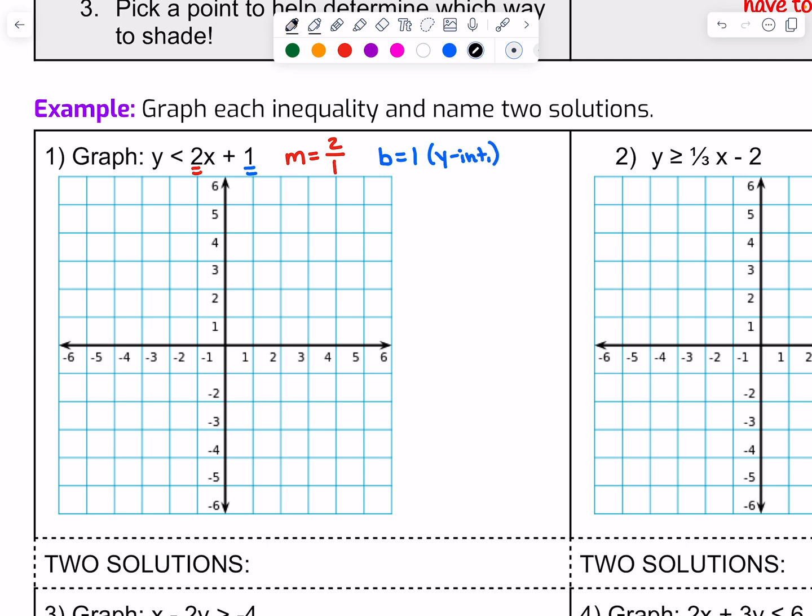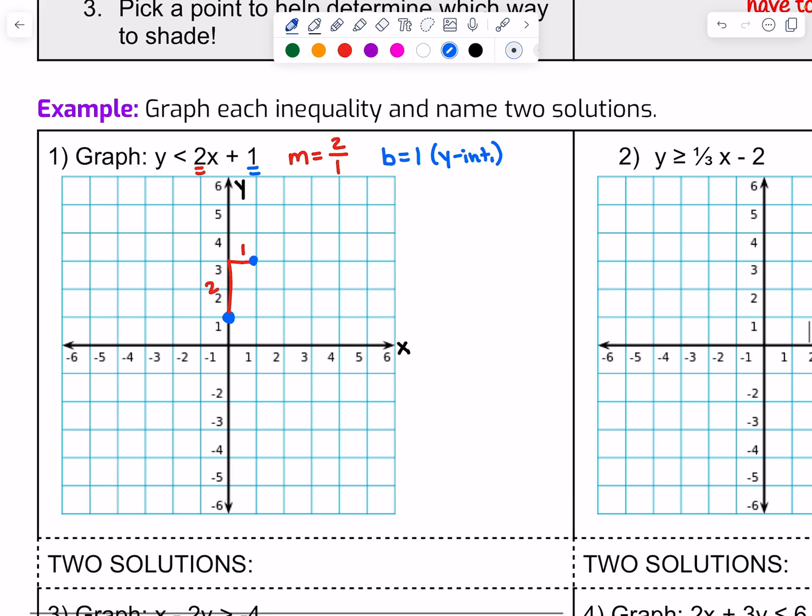Let's label our x-axis and our y-axis. And then let's put the y-intercept at 1. And then using our slope, we're going to rise 2, so go up 2 and run 1. So 2 over 1 gives us another good point on the graph. And then we can draw a dotted line or a solid line. So you don't want to just draw any line, you want to look and see which one's appropriate.